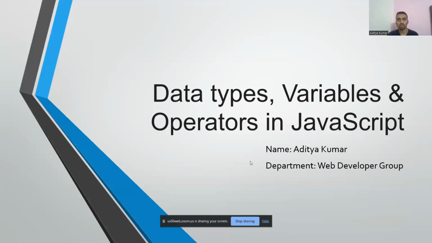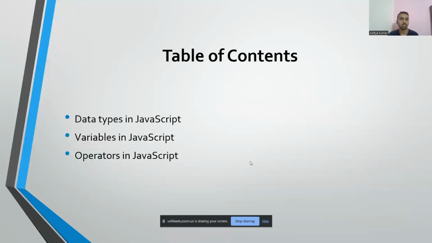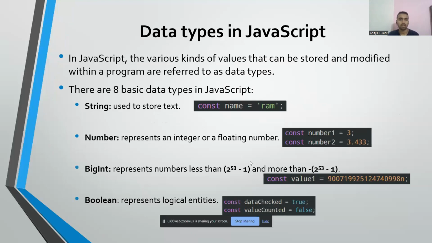Myself, Aditya Kumar, I'm from the web developer group, and the title of my presentation is Data Types, Variables, and Operators in JavaScript. This is the table of contents. First, we'll go to data types, then variables, and then operators. The various kinds of values that can be stored and modified within a program are simply referred to as data types. There are 8 basic data types in JavaScript.